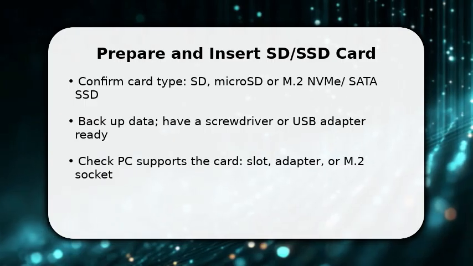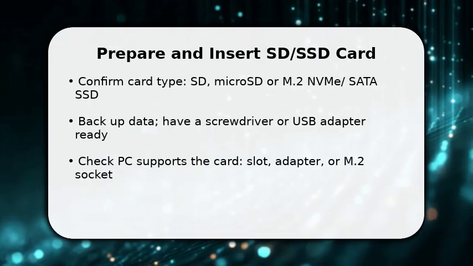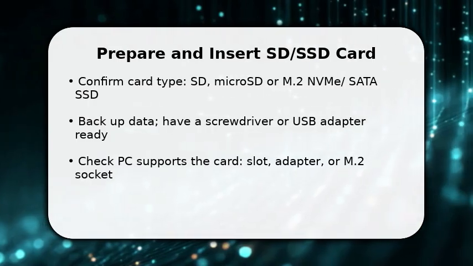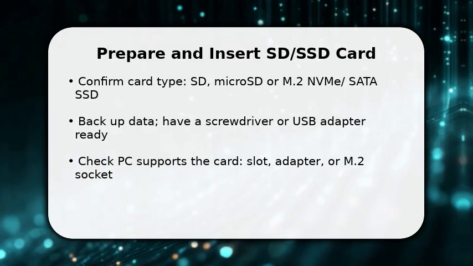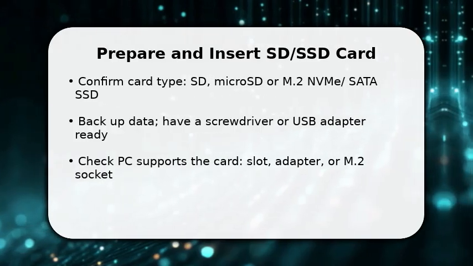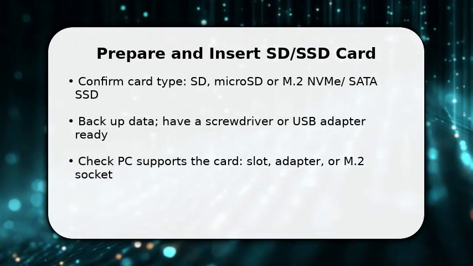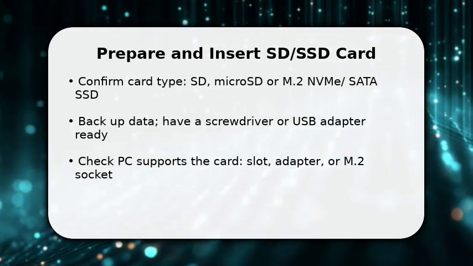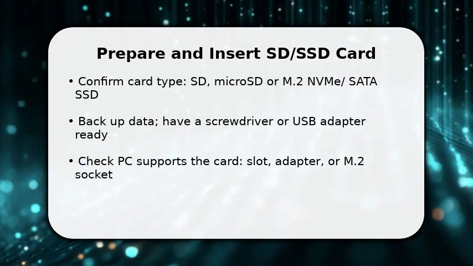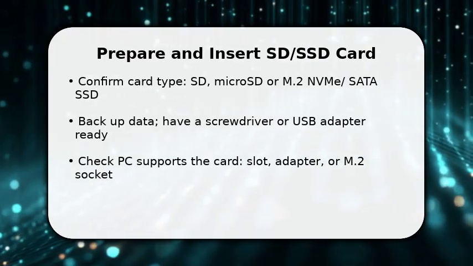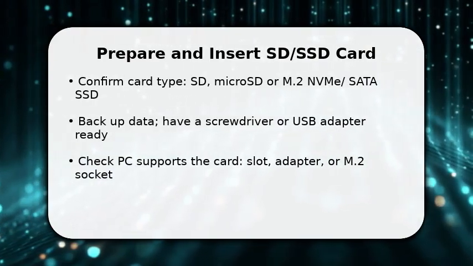You start by confirming the exact card type and interface so you avoid damage. Insert an SD or micro SD into a USB adapter or open the case for an M.2 SATA/NVMe SSD. Once done, seat it firmly and screw if required. Make sure Windows or your OS is powered off when connecting internal drives to prevent short circuits.